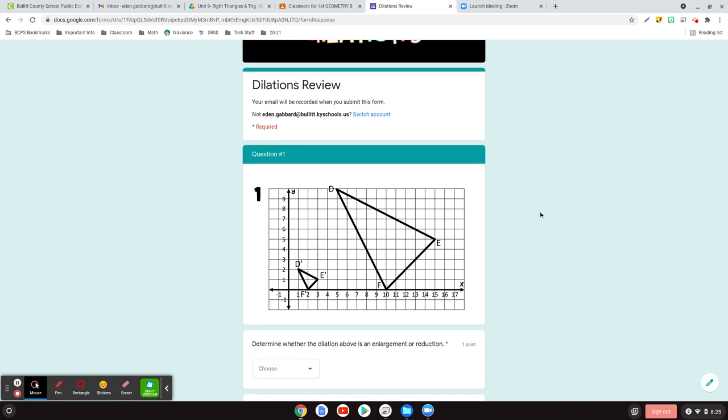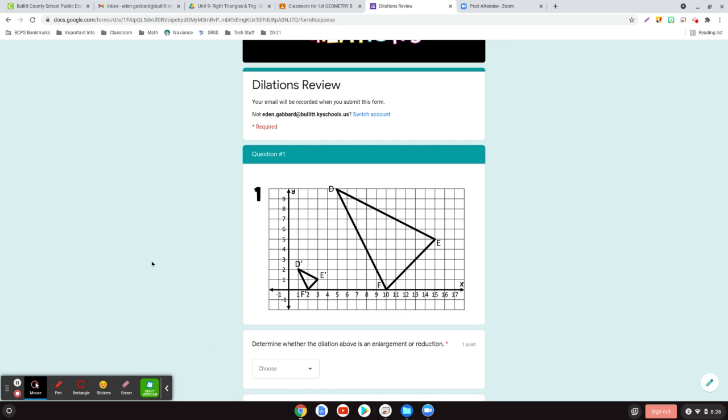And our first step is we always need to start with which one is our original image and which one is our ending image. And we know that our ending image always has that little prime mark or that little apostrophe on it. So our starting image is just regular letters. Like on this one, we have D, E, and F. And then on our ending figure, we have our prime mark of that apostrophe.